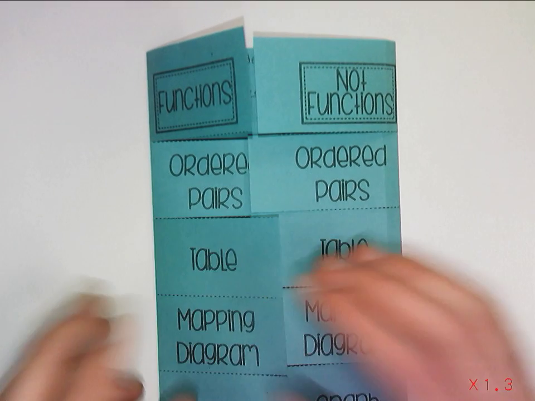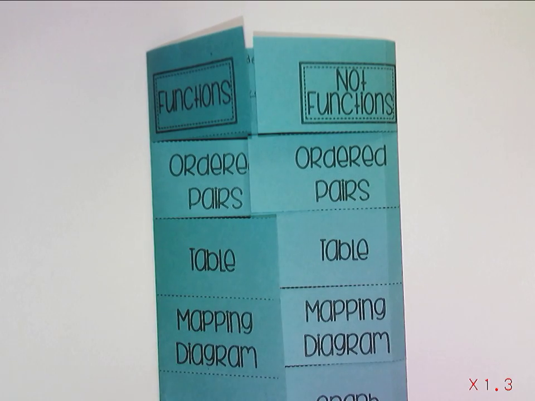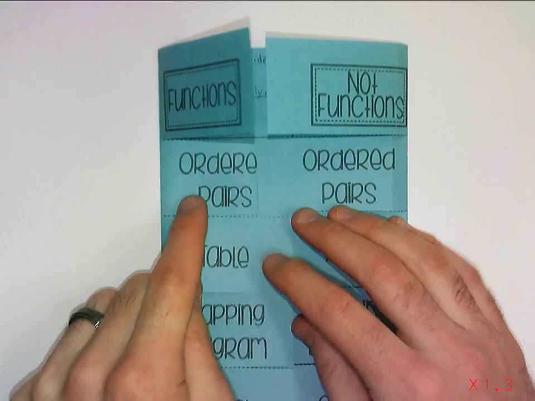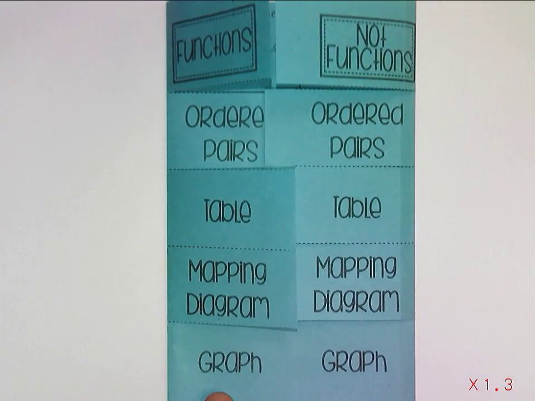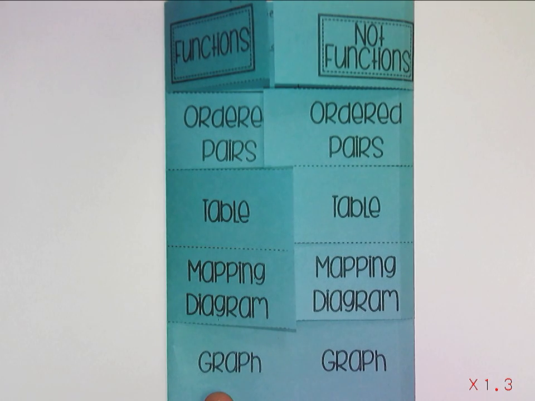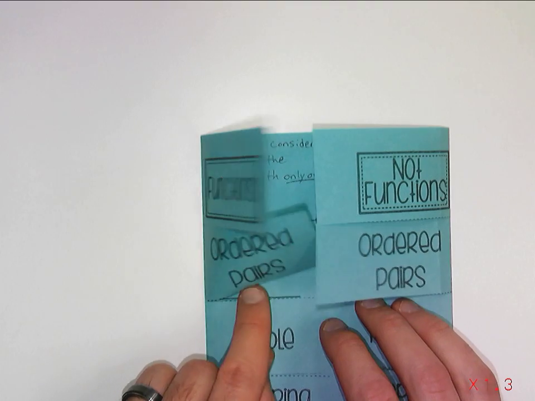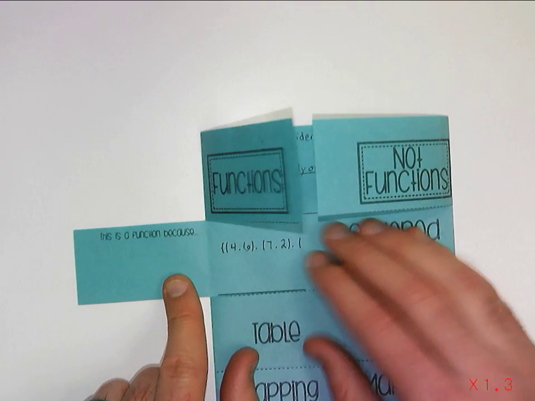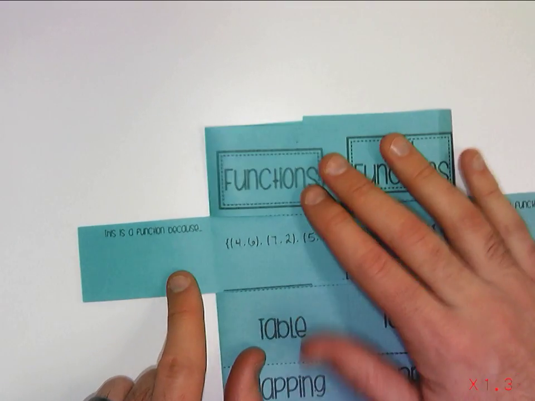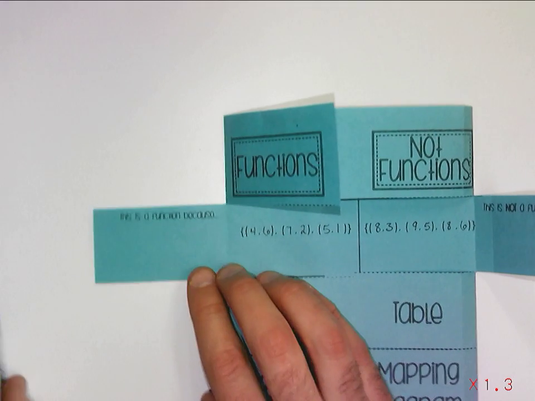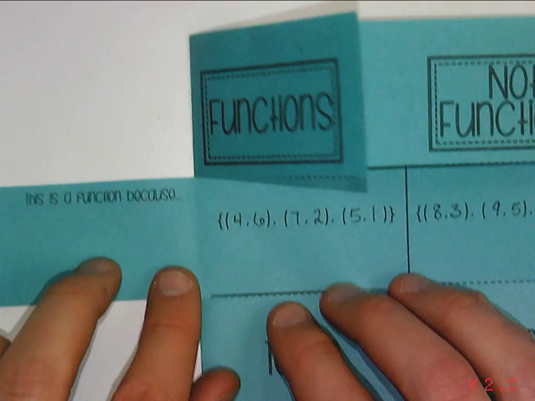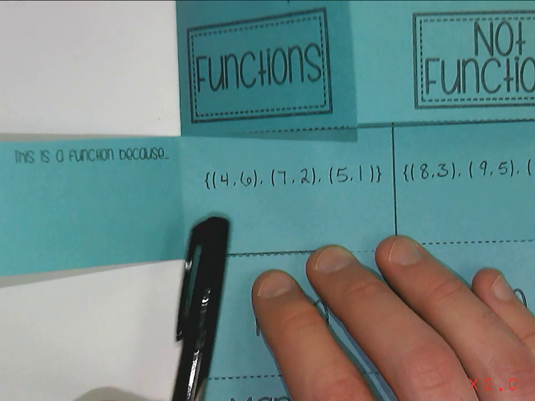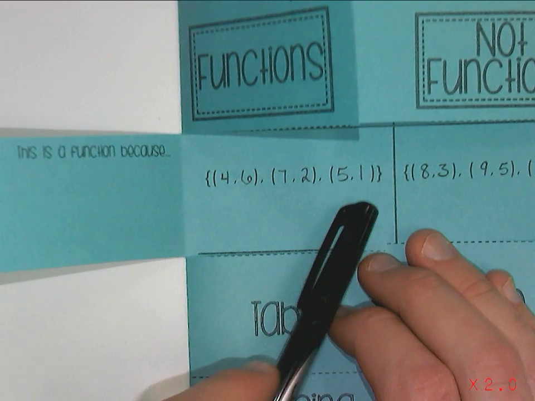So we have many representations of functions, and they are ordered pairs, tables, mapping diagrams, and from a graph. And there's different strategies we can use with each of these in order to determine whether or not they are functions. So let's start with ordered pairs. And let's determine why this is a function. So we have the set of ordered pairs here. So we have (4, 6), (7, 2), and (5, 1).